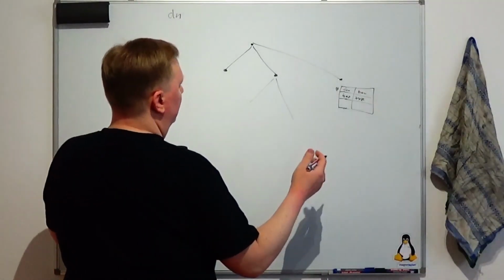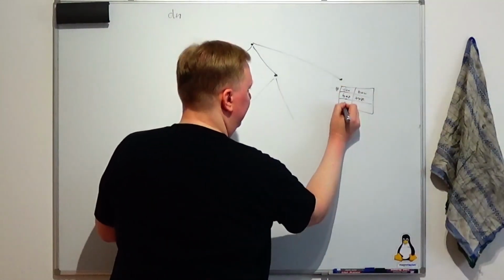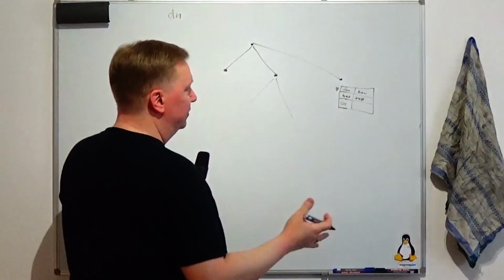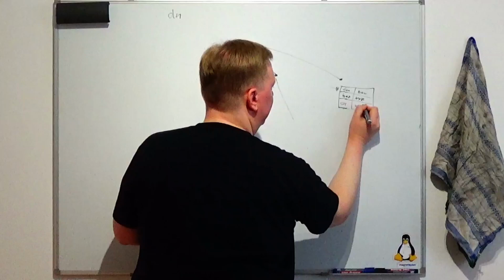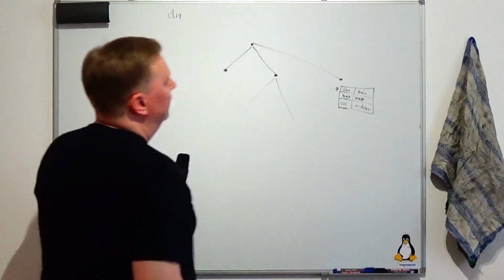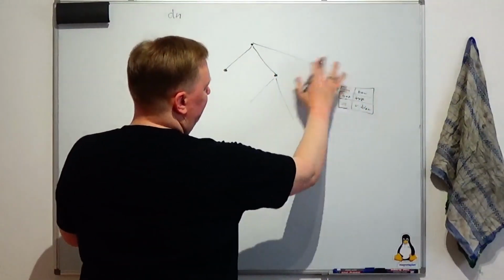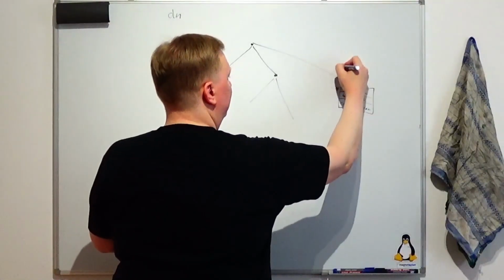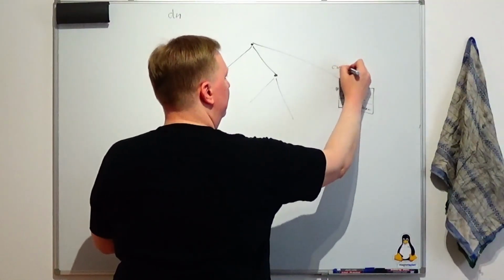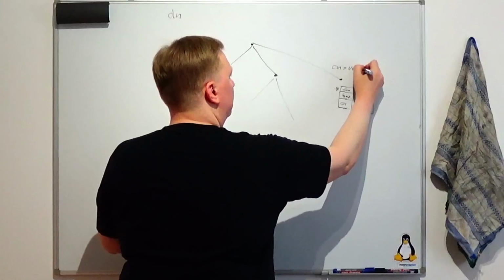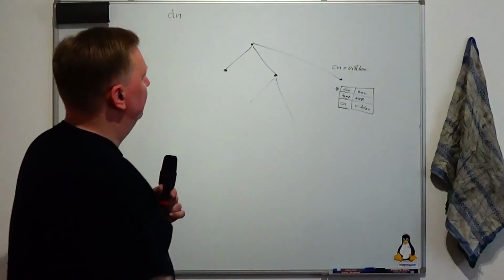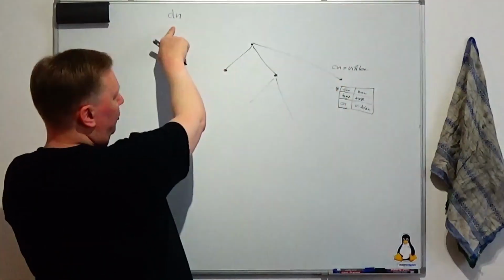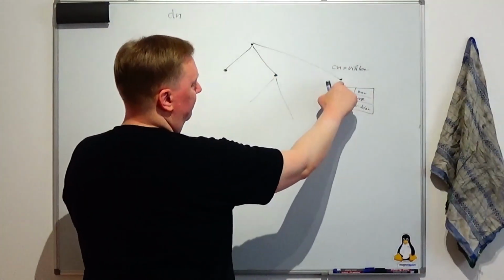Something that you will often see is a CN, which stands for common name. Let's say Victor. Then you would reference this through the name CN=Victor. So that would be something like the distinguished name of this node.